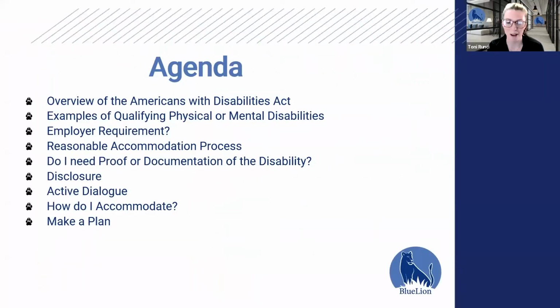Now to the stuff you really care about, our agenda. Today we're going to do an overview of what the ADA is, examples of qualifying physical and mental disabilities, what you as an employer are required to do, what the reasonable accommodation process looks like, whether you need proof of certain disabilities through documentation, what's classified as a disclosure from the employee to you of a disability, active dialogue, defining that, and how you can accommodate and make a plan of action to meet those requests.